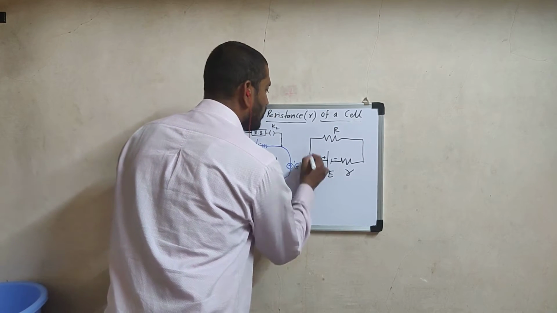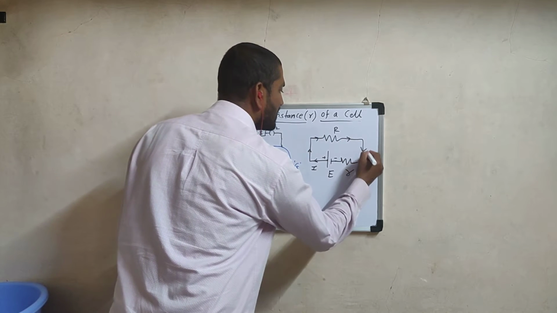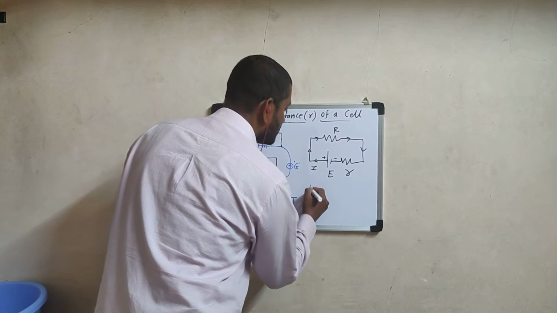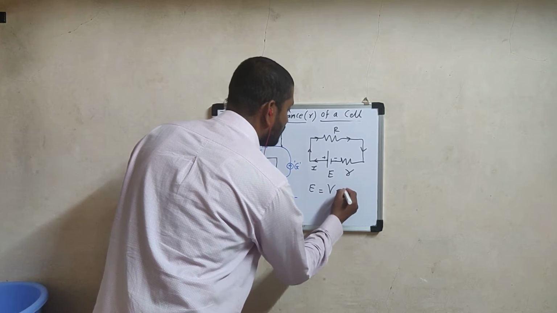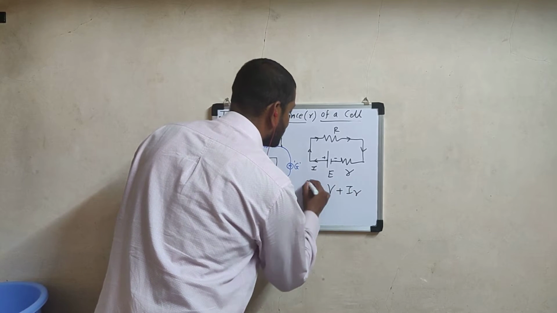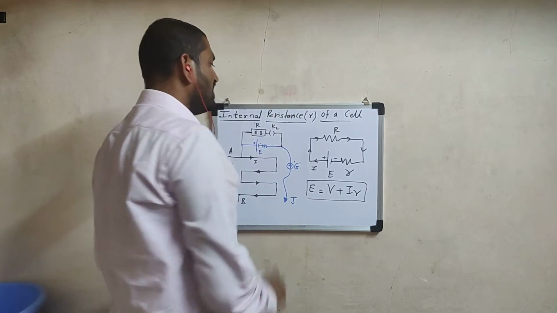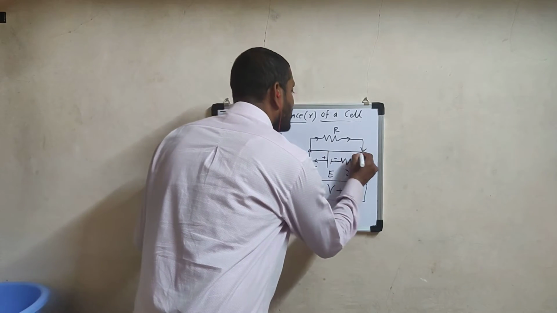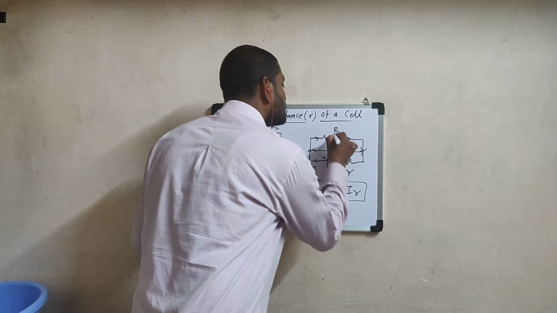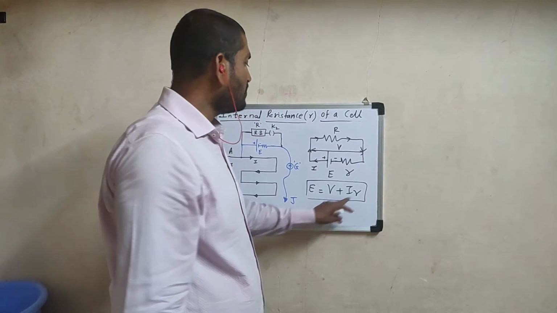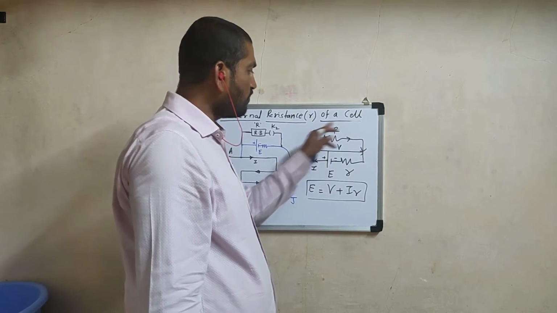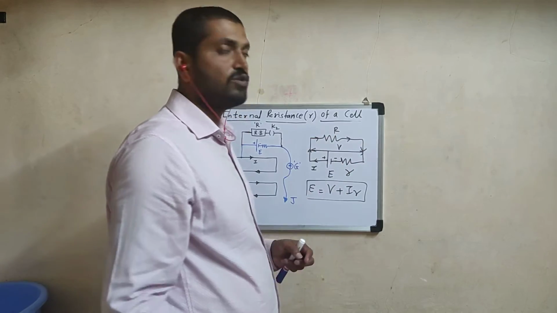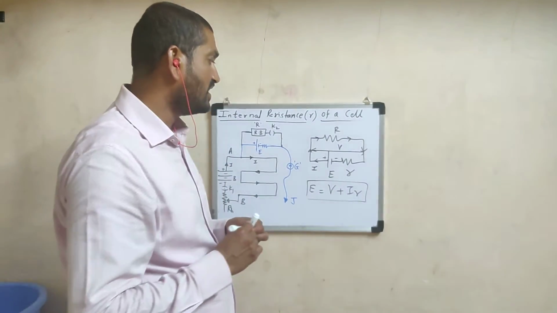Now if we consider Ohm's law as applied for a complete circuit, then, as we already discussed, E is equal to capital V plus I into small r. Here E is the EMF of the given cell, capital V is the terminal potential difference across the external resistance, I is the current drawn from this battery or current flowing through this circuit, and small r is called the internal resistance of this cell.